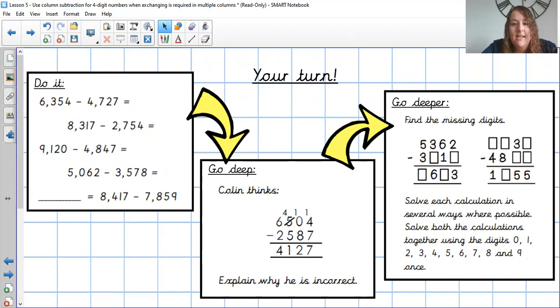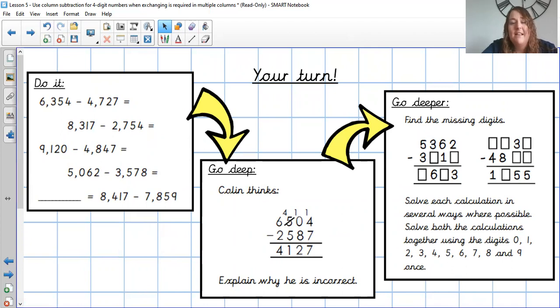Colin has done wrong. And then you have a go deeper missing digit challenge. Can you solve them in several ways, and then can you solve them using 0 to 9 just once? Good luck with those, and just remember to come back at the end for the learning pit. Off you go.